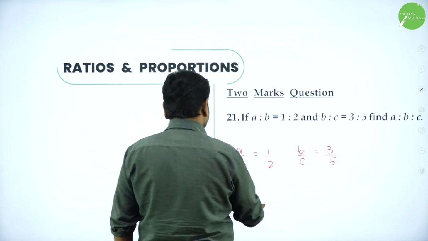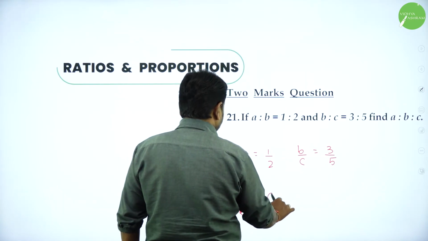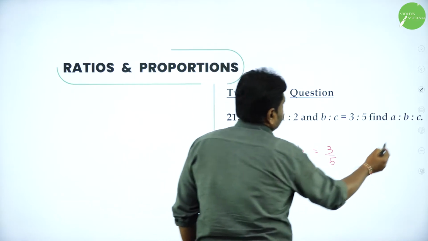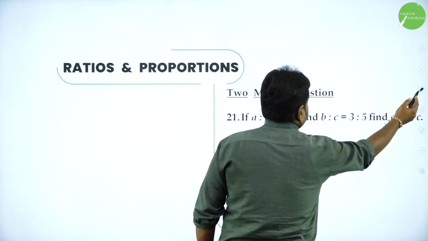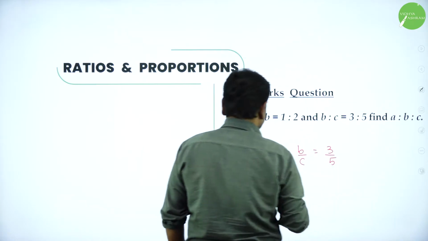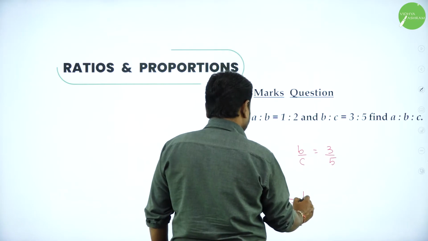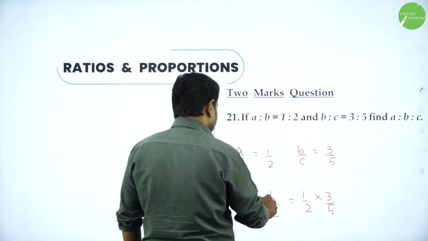A is to B into B is to C. I'll multiply these two. If you multiply A by B into B by C, it gives you 1 by 2 into 3 by 5. So B cancels, and you get A is to C.